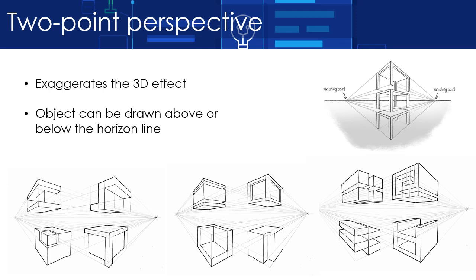Next one is two-point perspective. It actually exaggerates the 3D effect. So where in isometric everything is parallel to each other, in two-point perspective you can see the lines are not parallel with each other because they go back to the vanishing points. So it gives quite a stylish kind of look to design work, and you can actually draw the product above or below the horizon line, which gives quite a different sort of effect. It can make products look quite big, slightly unrealistic, but is very stylish, eye-catching, a good way of presenting design work to clients.